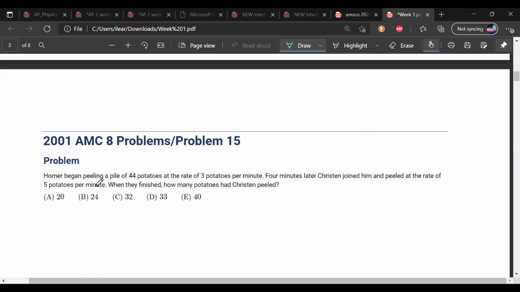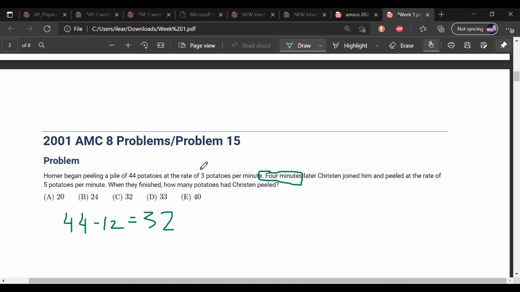All right. So first, let's start with Homer. Homer began peeling a pile of 44 potatoes at a rate of 3 potatoes per minute. Minus, all right, so he has 4 minutes undisturbed where only Homer is peeling potatoes. So in those 4 minutes, how many total potatoes has he peeled? Right, 12. So he peels 12 potatoes, which leaves 32 potatoes. All right, so now we have Christian who joins him, and he peels at a rate of 5 potatoes per minute.